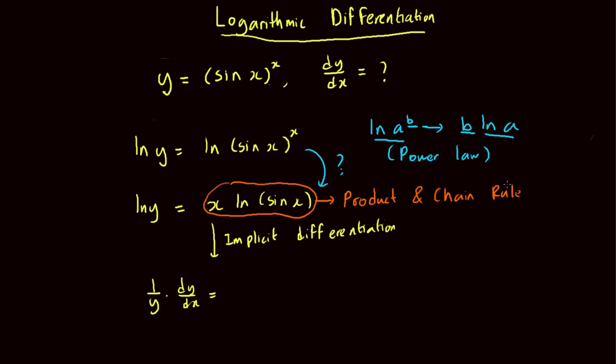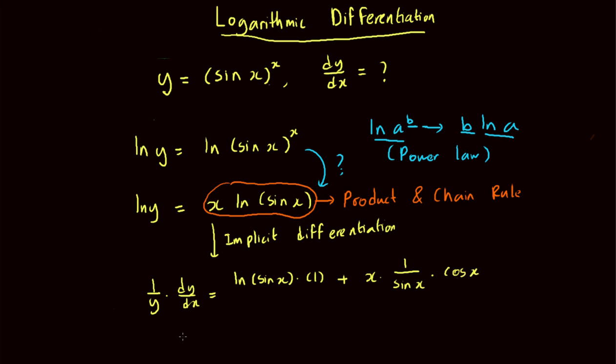And frankly speaking, I'm going to be very quick about it. So it will be ln sine x times 1 plus x times the derivative of ln sine x. If you differentiate the ln, it would be 1 over sine x, right, times the differential of sine x, which would be cosine of x.